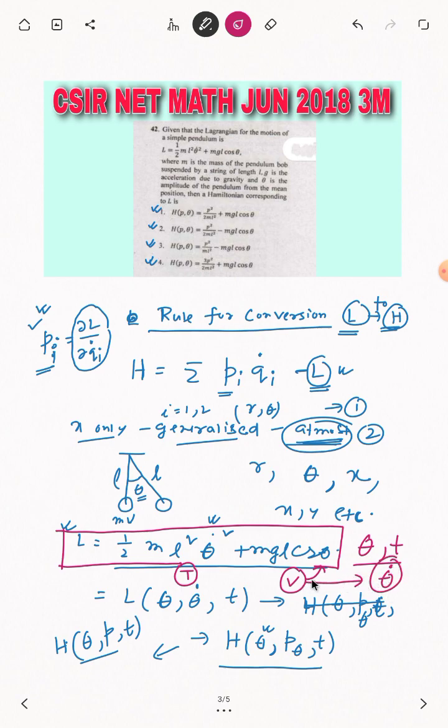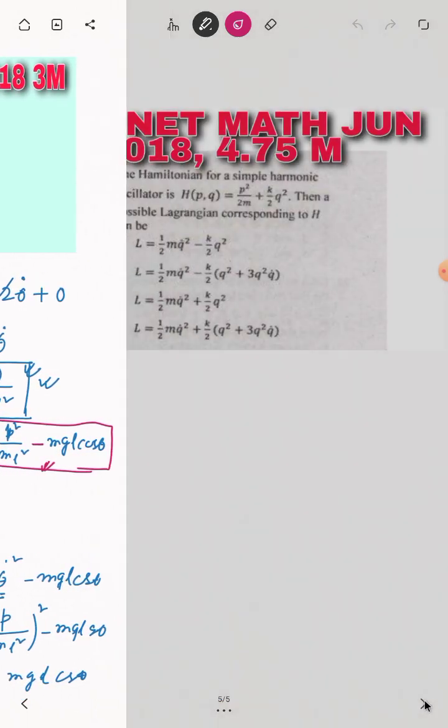That means when V is free from time or theta dot, then writing H from L will be very much easier. We can do it within 1 minute. Within 1 minute we can answer this problem. Look how. These will be the shortcut tricks.